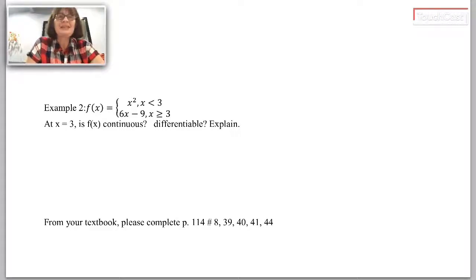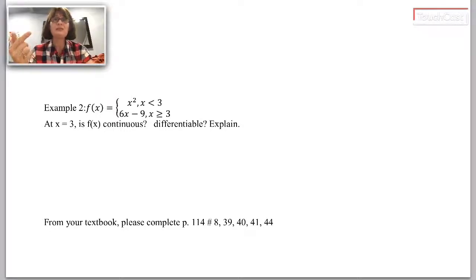All right, so this second example, I have a piecewise function. I've been asked, at x equals 3, is f continuous? Is it differentiable? Well, first I'm going to try to figure out if f is continuous at x equals 3. If I find out it's not continuous, then I know for sure it's not differentiable. So how can I decide if f is continuous at x equals 3?